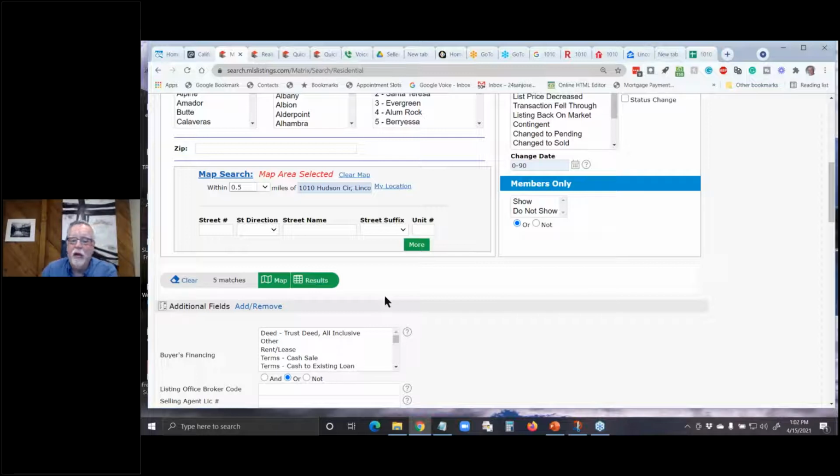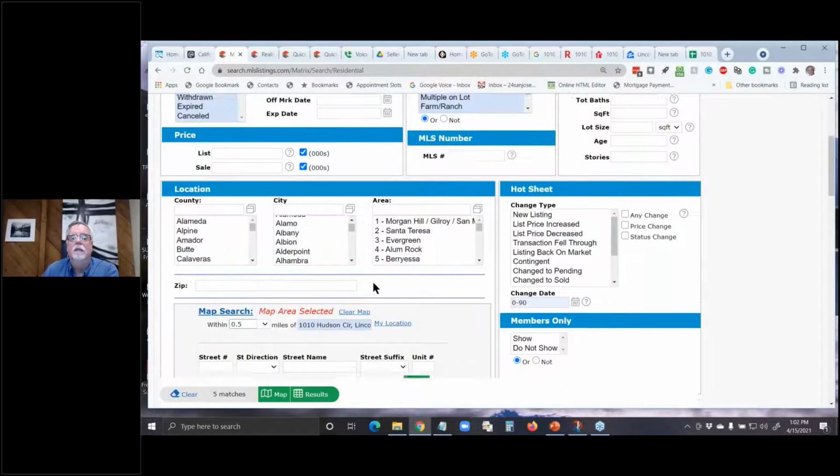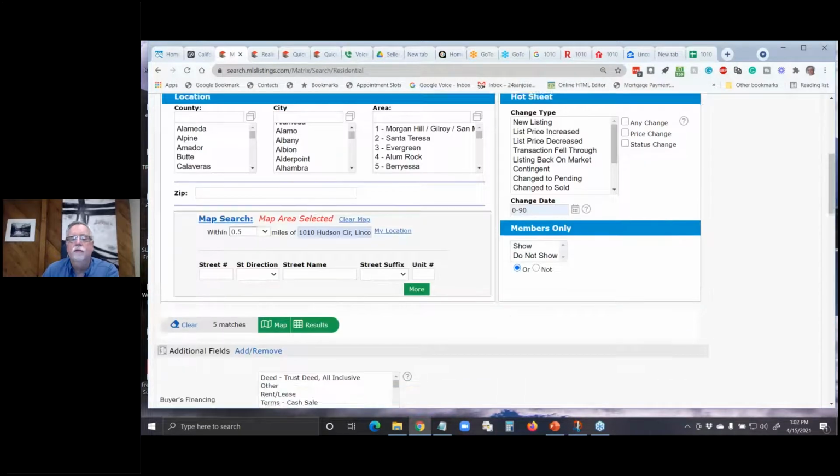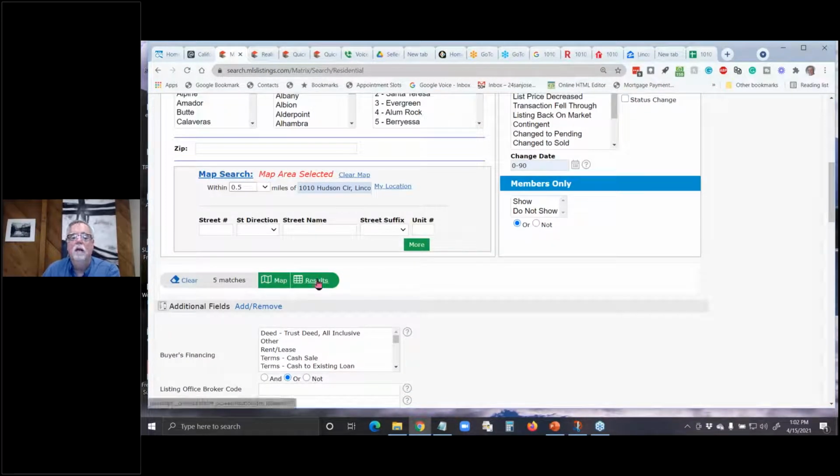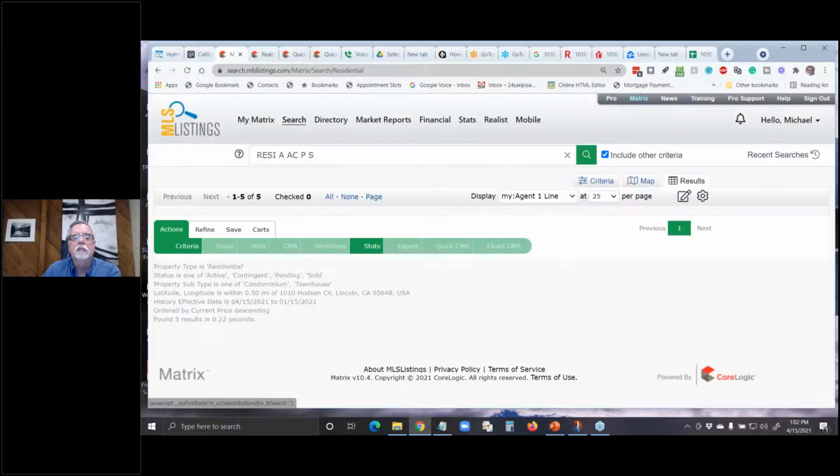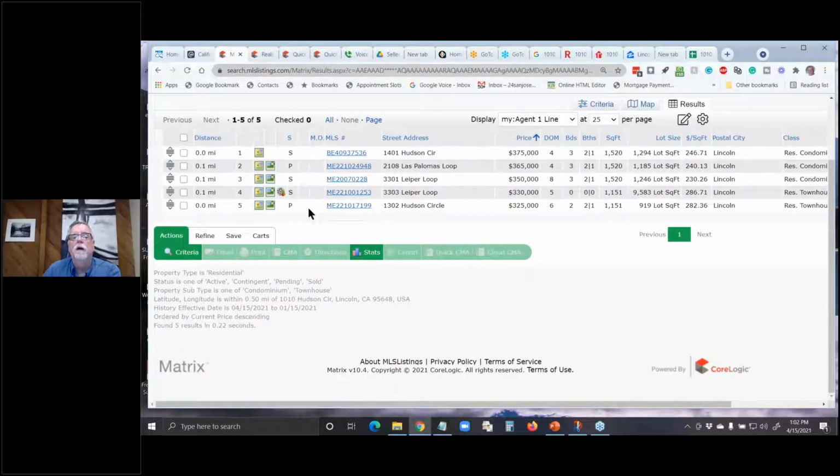So normally I don't want to go further than that unless there really isn't anything, right? And without looking at this from the sky, I don't really know why. But I want to see what those properties are, right? And these are Metro List, and BE means Bay East. Those are the different MLSs they're from.